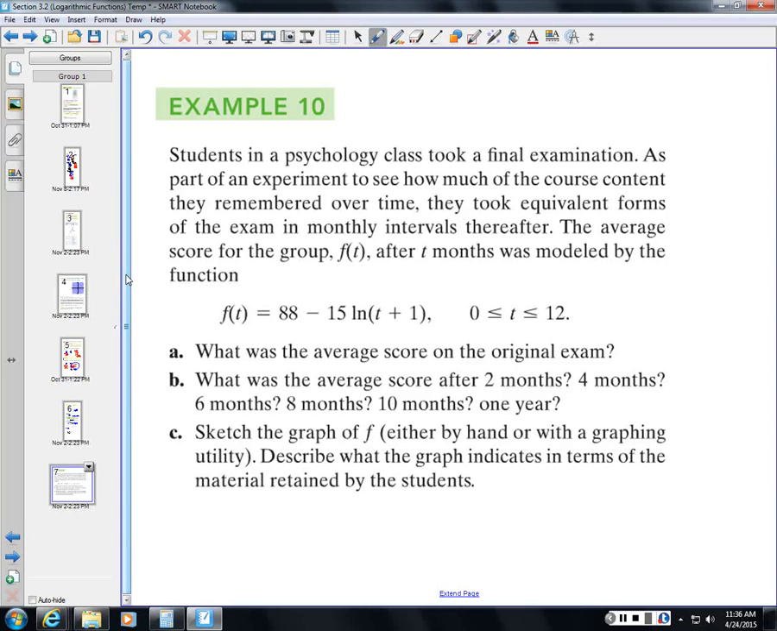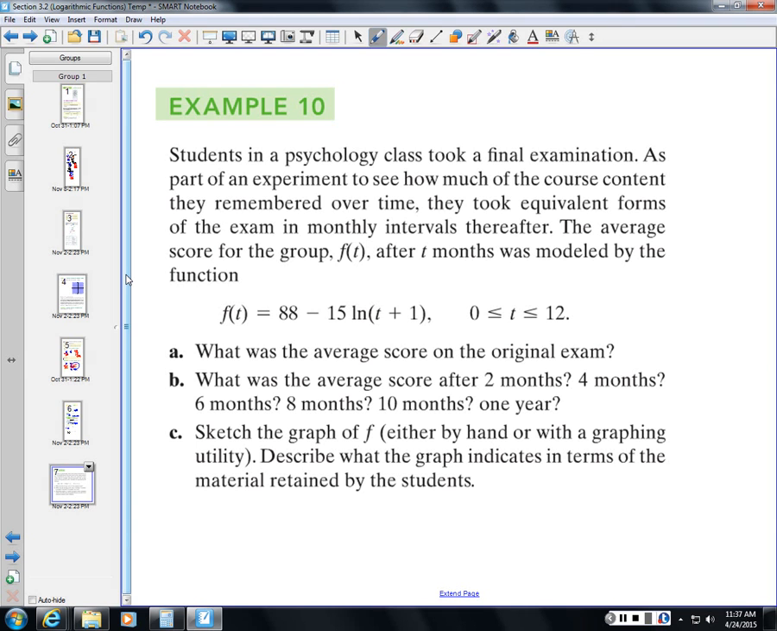We can see natural logs and the natural base inside bigger word problems, bigger applications. And here is an actual real-life example of when a natural log could be used. The situation we have here: students in a psychology class took a final exam as part of an experiment to see how much of the course content they were retaining as time passed. They took equivalent forms of the exam in monthly intervals after.